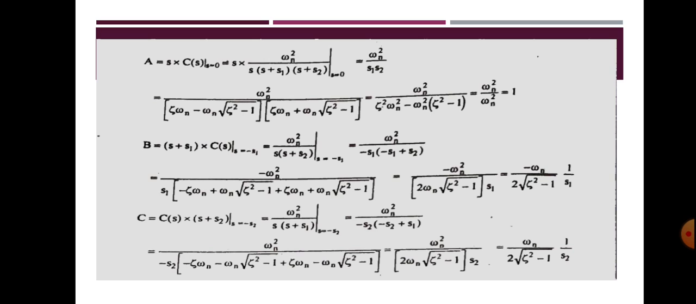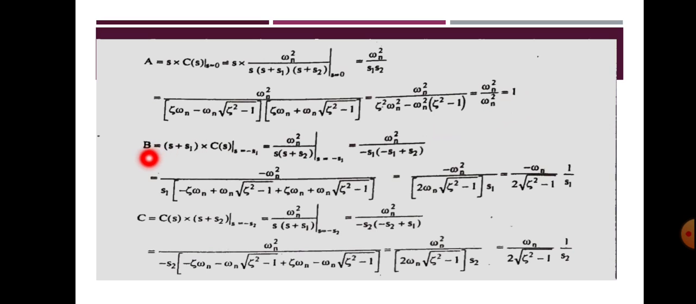Next, here a is equal to omega n square by s1 into s2. Next we can substitute the value of s1 as delta omega n minus omega n into square root of delta square minus 1, that we obtained in the first step. Also s2 will be equal to delta omega n plus omega n into square root of delta square minus 1. If we multiply both the terms, we will get omega n square by omega n square, that will be equal to 1. So a has the value 1.